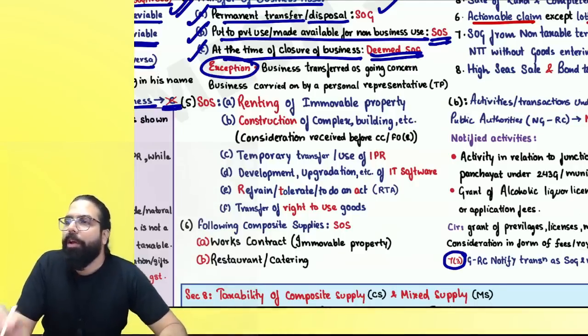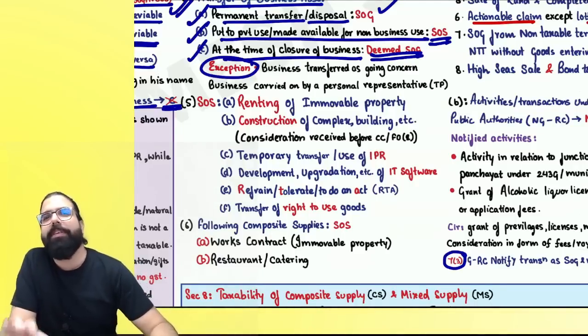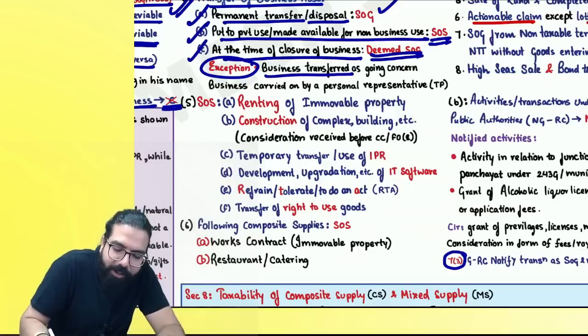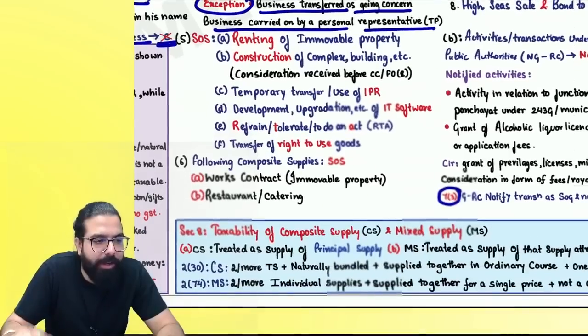Are we clear, everyone? Remember one thing: whenever you are closing your business and taking your assets home, it's a supply of goods, but there are two exceptions. Business transferred as a going concern, or business being carried out by a representative who is a taxable person.